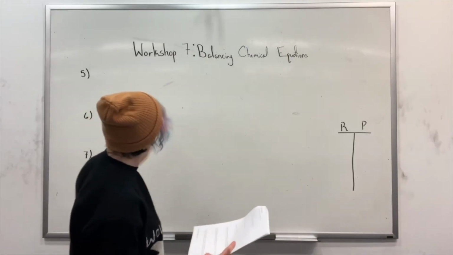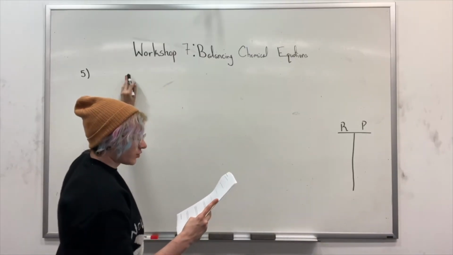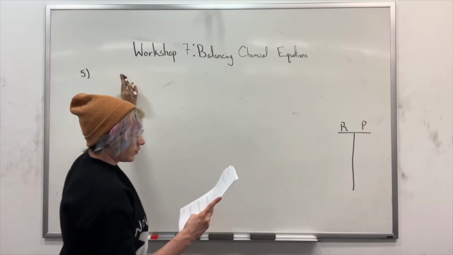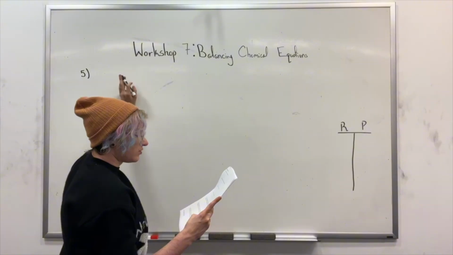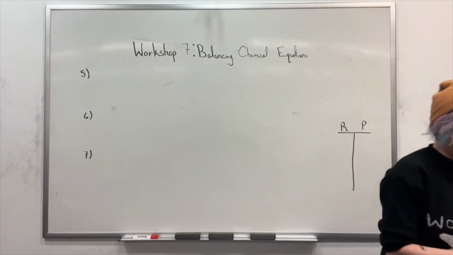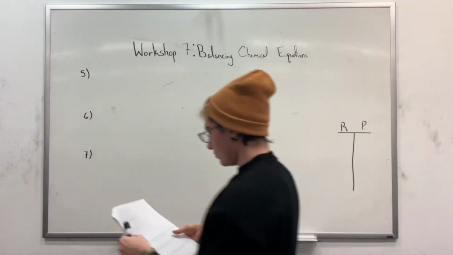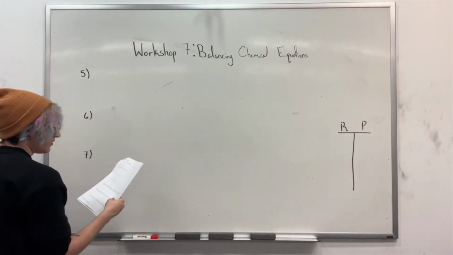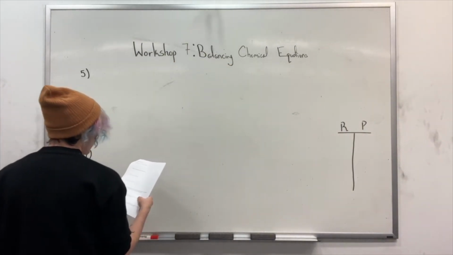So, number 5, write the balanced equation for the reaction that occurs when solid lead 2 sulfide reacts with aqueous hydrobromic acid to form solid lead 2 bromide and dihydrogen monosulfide gas. So, starting with our reactants, solid lead 2 sulfide is reacting with aqueous hydrobromic acid.